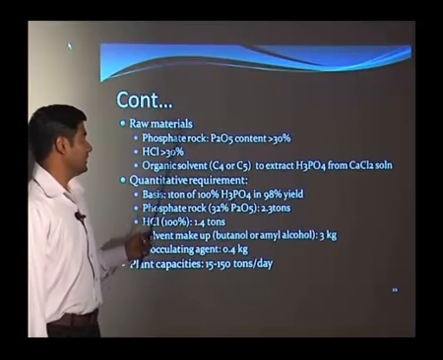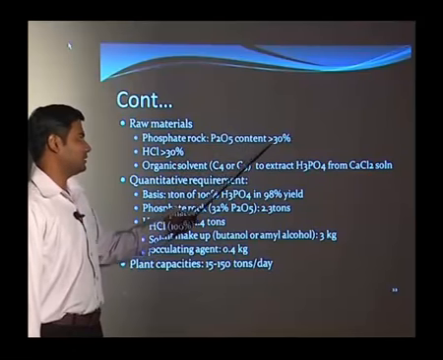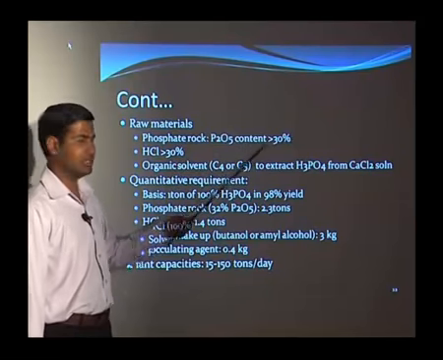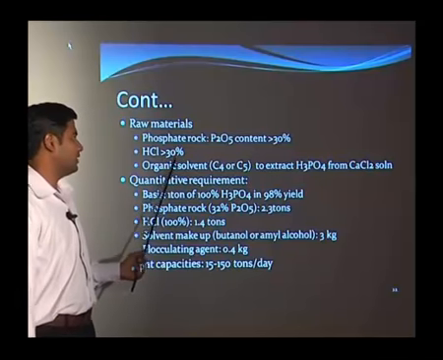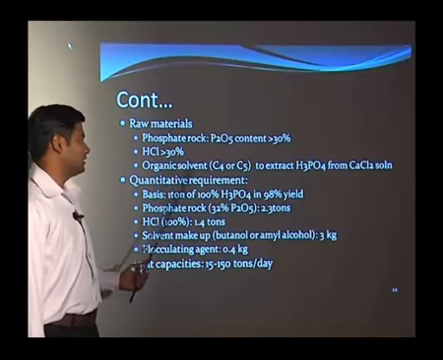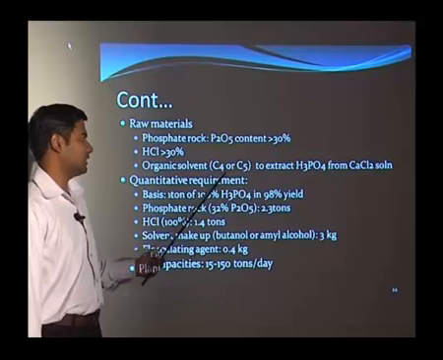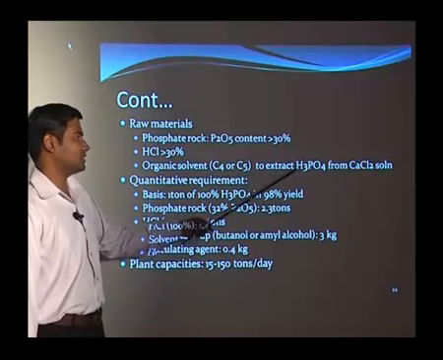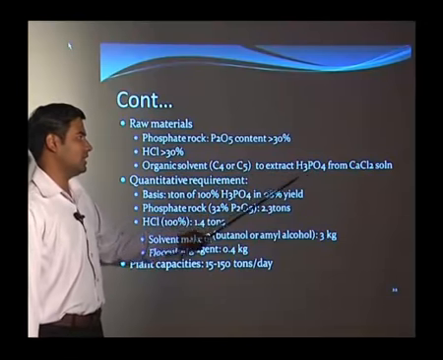So here the raw materials are the same. The phosphorus pentoxide content should be more than 30%, and the HCl grade we want is more than 30% strong. The organic solvent may be C4 or C5 to extract the phosphoric acid from the calcium chloride solution.